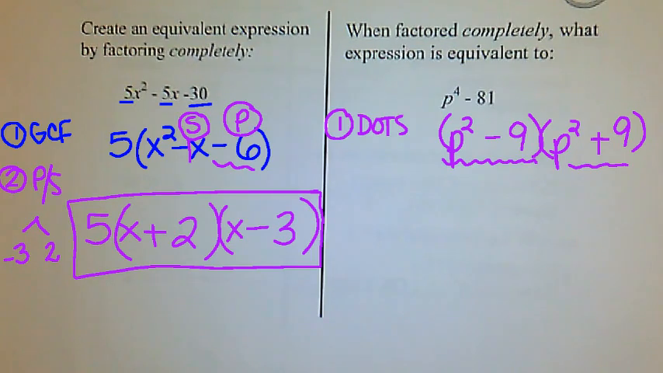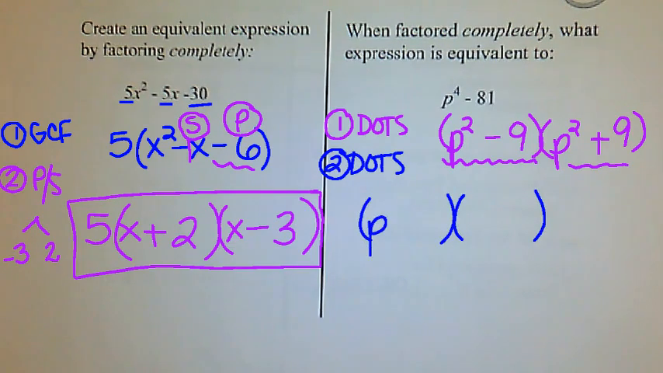I would love to tell you that there's a shortcut that you can just go right to the end, but there is not. You have to do dots twice. So again, open up those two sets of parentheses. I get a p and a p when I do the square root. I get a 3 and a 3.